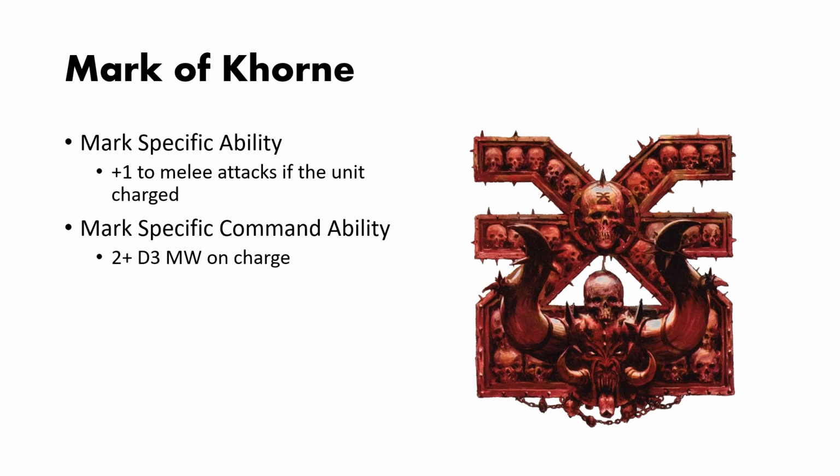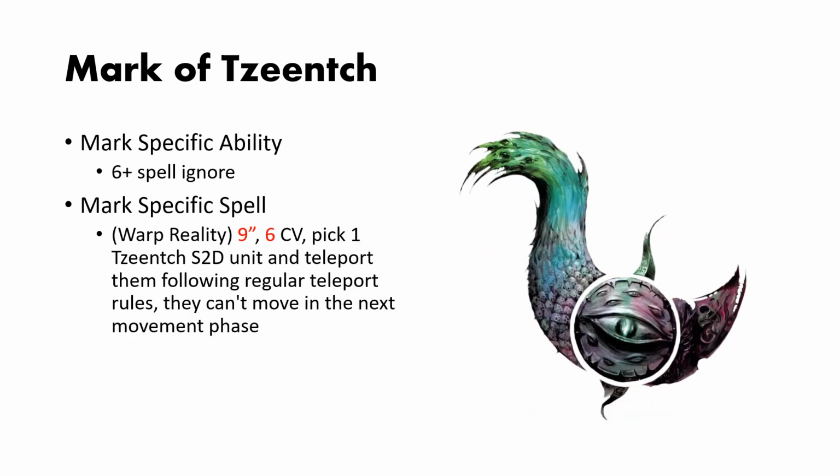For their command ability, it's very simple. You get to roll a dice after you charge. On a 2-up, you deal D3 mortal wounds on the charge, giving you some impact hits to soften up your target. The Mark of Tzeentch is next.